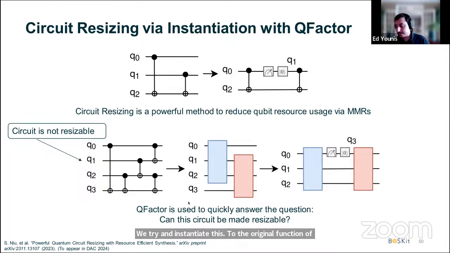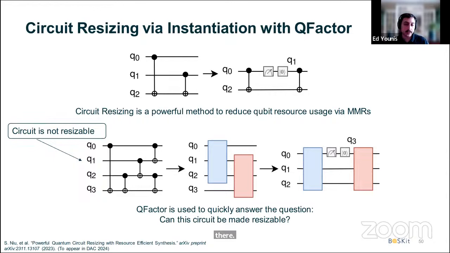This is more or less a physical process that answers the question: can the circuit be made resizable? And it's a really quick and efficient way to do this, because QFactor can handle these formalizations very efficiently. It treats each unitary, no matter the size of it, as, quote unquote, one parameter. Very hand-wavy concept there, because each time it does the gate update, it's doing an SVD.